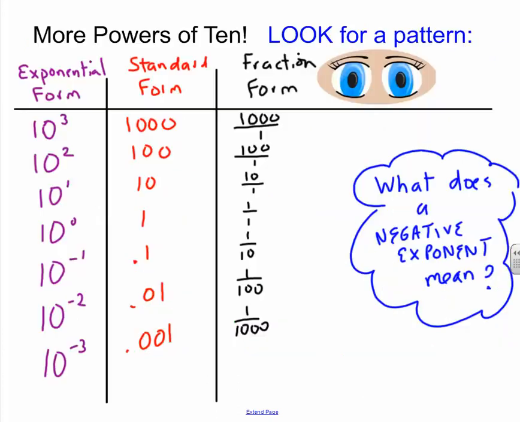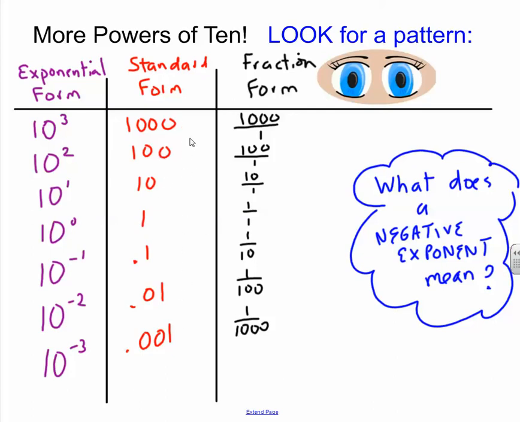So we began by looking for a pattern, and the pattern you're trying to find out is, what does a negative exponent mean? And a lot of you saw that the exponent is just decreasing by 1 every time. So I asked you, what's the pattern with the numbers in standard form? What am I doing to get from 1,000 to 100, from 100 to 10, from 10 to 1, from 1 to a tenth? And a lot of you saw right away you're dividing by 10.